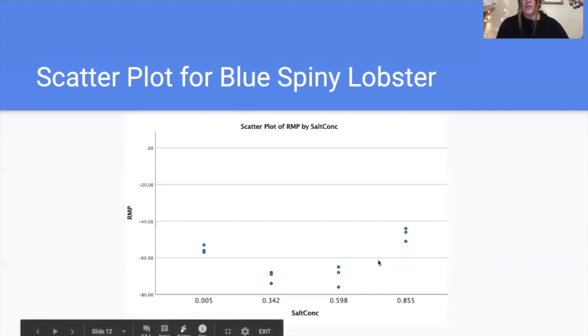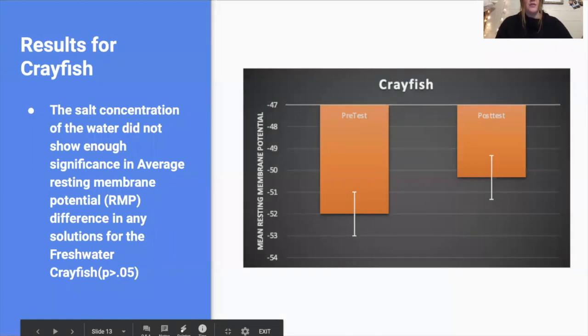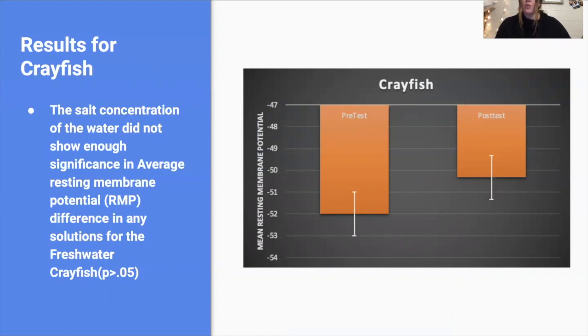So these are the results for the crayfish for the pre-test and post-test, which includes the normal saline solution in solution number 1, and then the saline solution once again used as a control as the 5th test. This was done to see if there was any decay over time included as a factor in our experiment. The salt concentration of the water did not show significance in average resting membrane potential for the difference in any solutions for the freshwater crayfish.